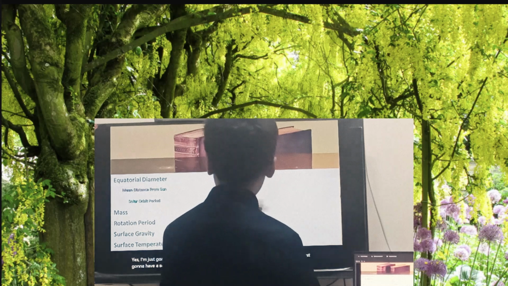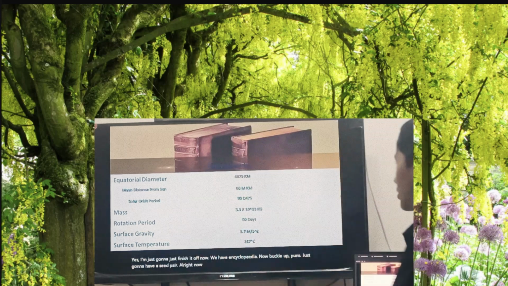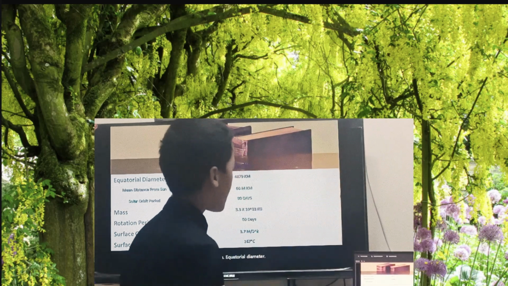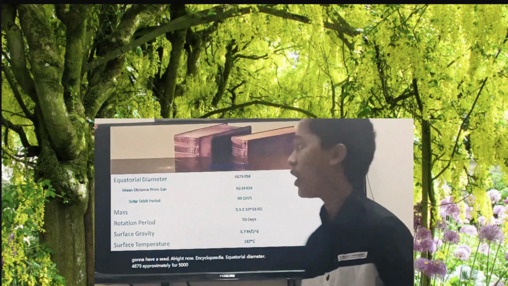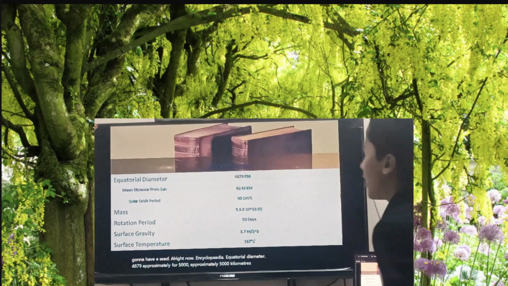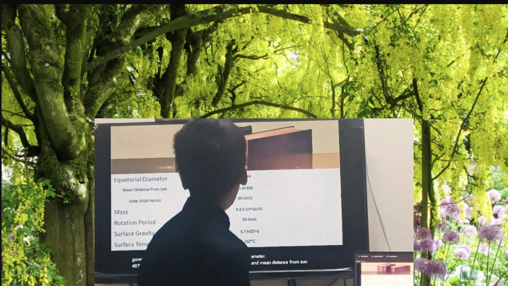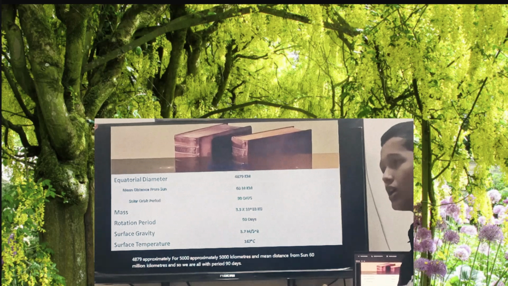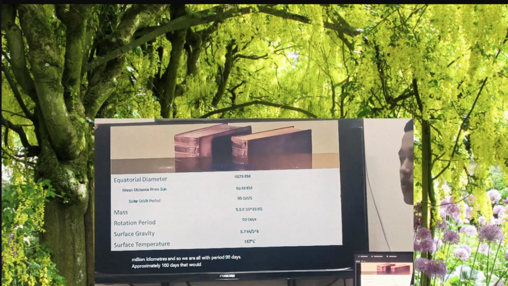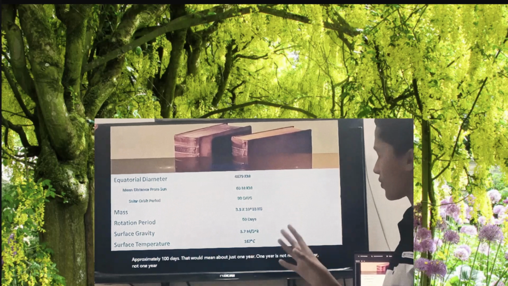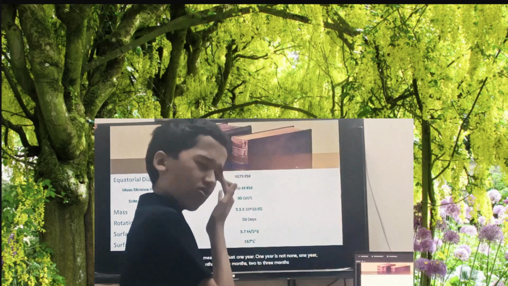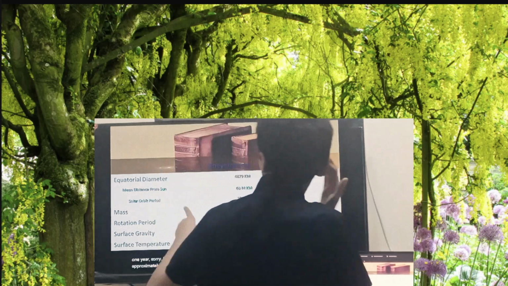Now, the encyclopedia: equatorial diameter, 4,879, approximately 5,000 kilometers. Mean distance from the Sun, 60 million kilometers. Solar orbit period, 90 days, approximately 100 days. That would mean about just 1 year. 1 year is not 1 year, sorry. It's about 2 or 3 months. 2 to 3 months, it's 90 days approximately. Yes, it's correct.